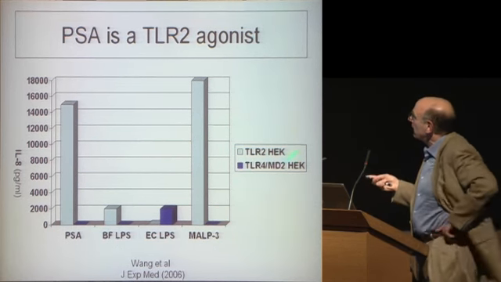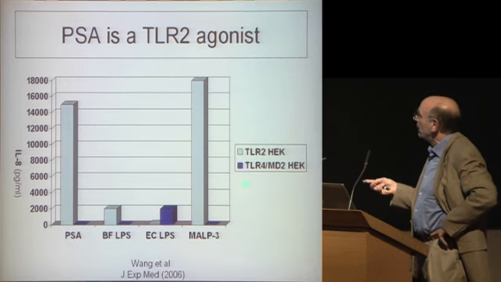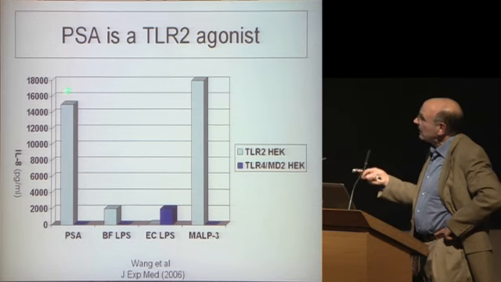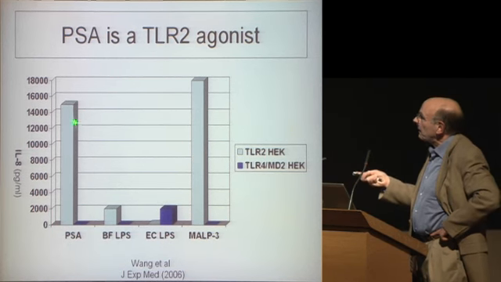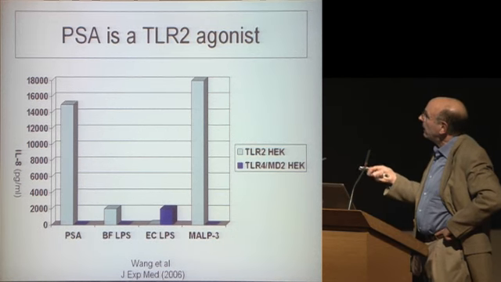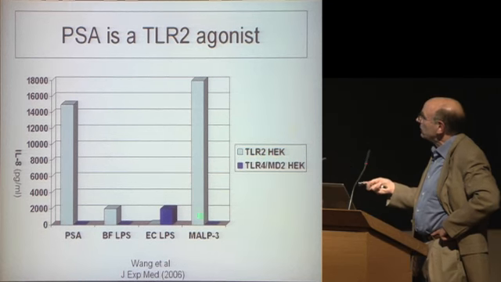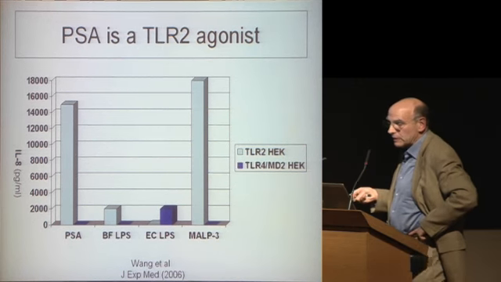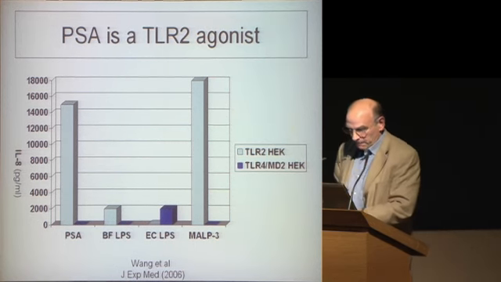This just shows HEK cells transfected with TLR2 or TLR4, and you can see PSA stimulates. IL-8 was the readout here. Lots of IL-8 on the TLR2 transfected HEK cells. This is just a control known stimulant of TLR2, and there's no TLR4 effect.